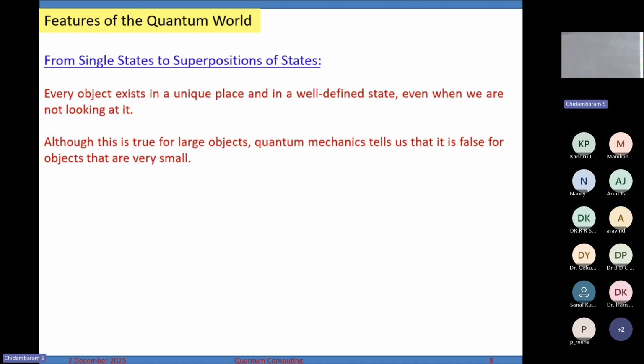Then from single state to the superposition states. Yesterday was discussed, morning also was discussed. So from single state, we move to the superposition states, right? In the classical view, every object exists in a unique place and in a well-defined state, even when we are not looking at it. Meaning you keep some object stored, even if you don't observe it, it will be in the same state. Whereas in quantum, it tells us that this is false for objects that are very small.